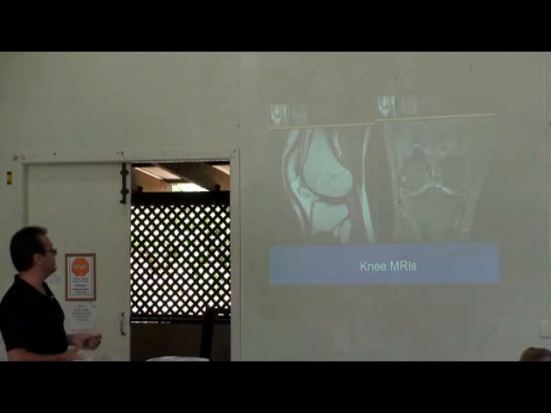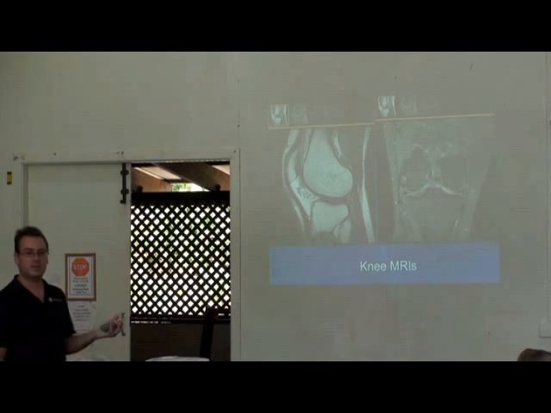These are a couple of knee MRs. Nothing really exciting on those ones, just showing you the different sorts of scans. The reason one's white and one's black is that they're different weighting. The one on the left shows bone detail better, the one on the right shows soft tissue detail better.